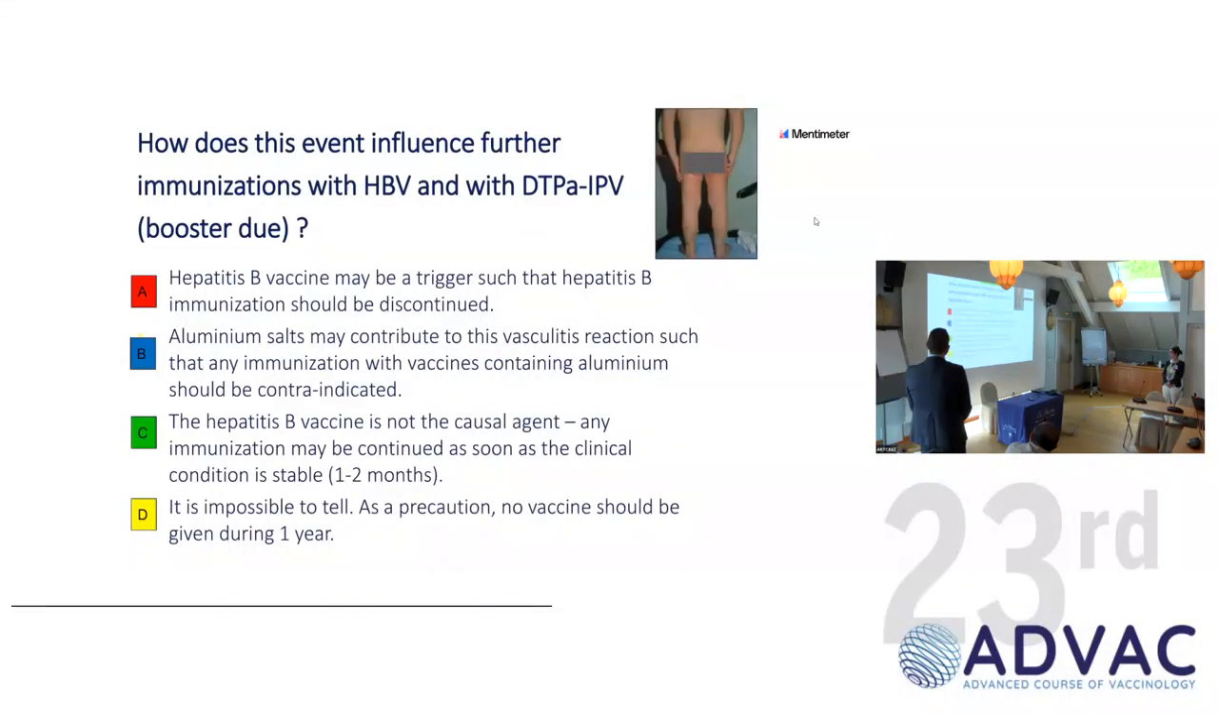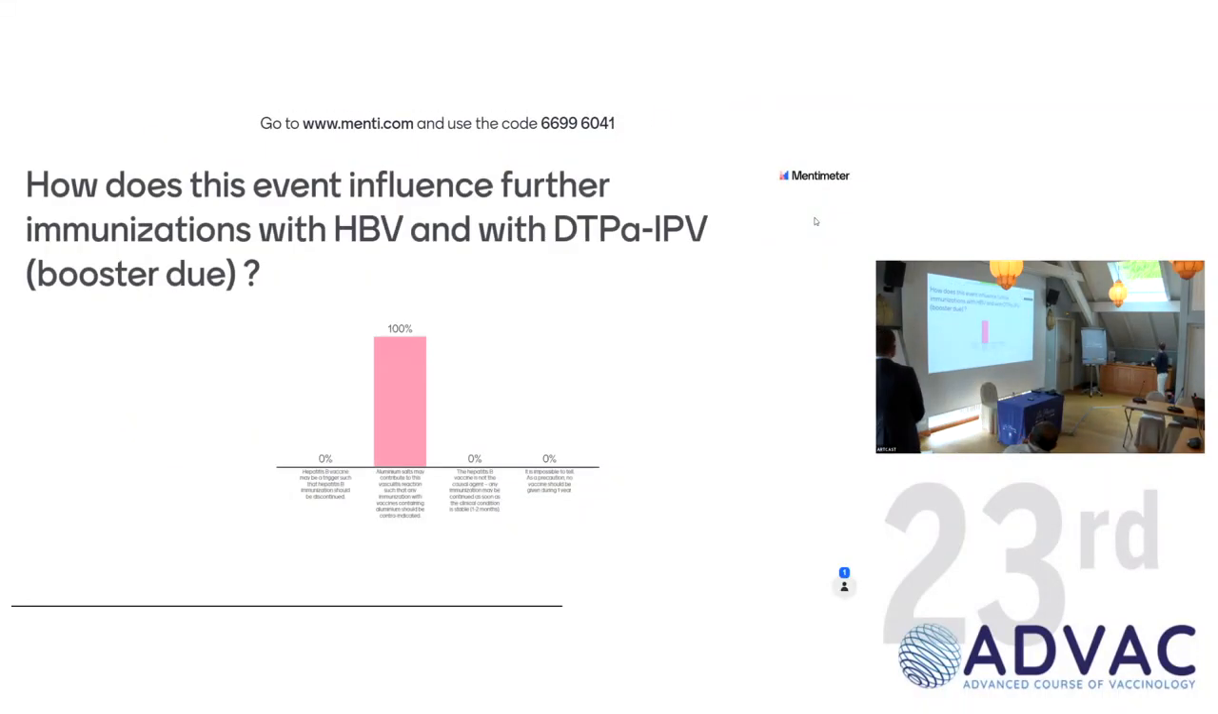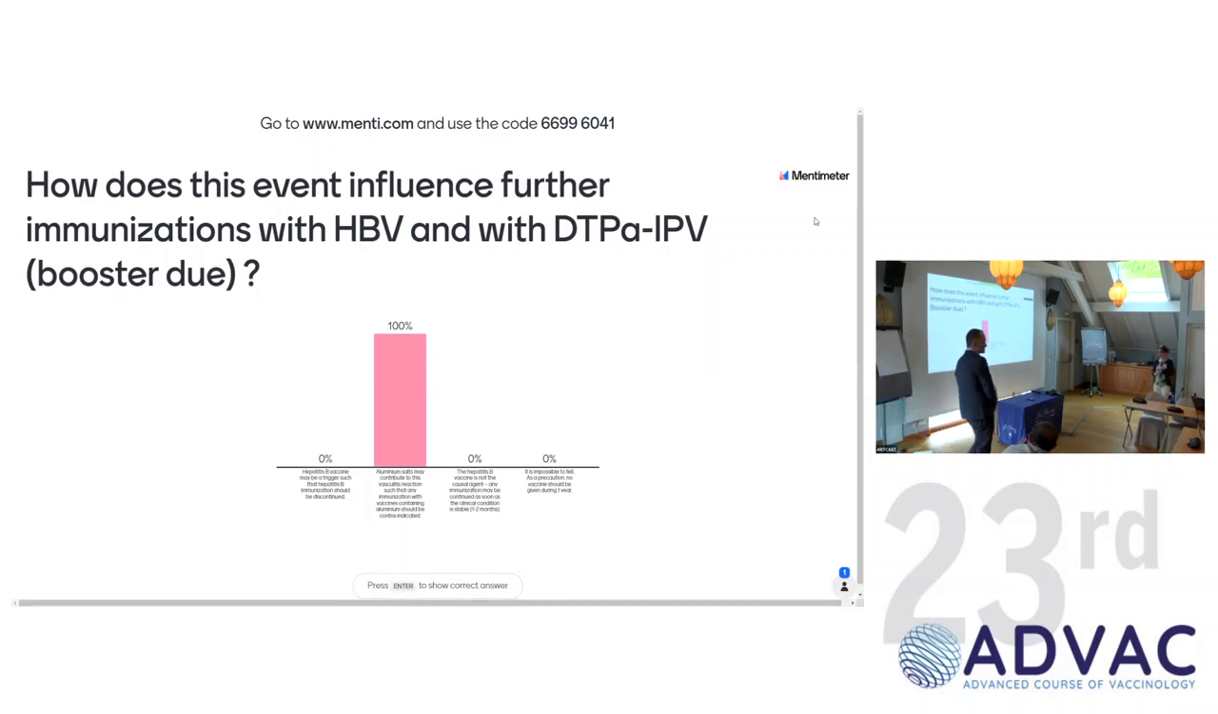Now, how does the event influence the rest of immunization with hepatitis B? A, the hepatitis B vaccine may trigger such a reaction, so hepatitis B immunization should be discontinued. B, aluminium salts may contribute to the vasculitis reaction, because Henoch-Schönlein is a vasculitis. C, hepatitis B vaccine is not the causal agent; any immunization may be continued as soon as the clinical condition is stable. Or D, it's impossible to tell, and as a precaution, no vaccine should be given for one month.